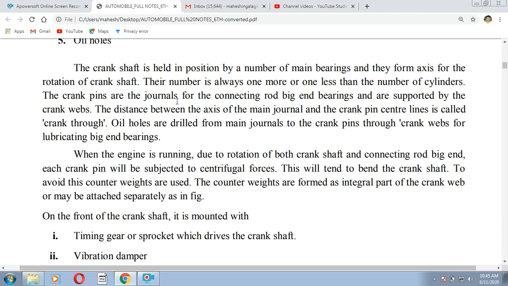When the engine is turning, due to the rotation of both the crankshaft and the connecting rod big end, each crank pin will be subjected to centrifugal forces. This tends to bend the crankshaft. To avoid this, counterweights are used. The counterweights are formed as an integral part of the crank web, or may be attached separately, as shown in the figure.